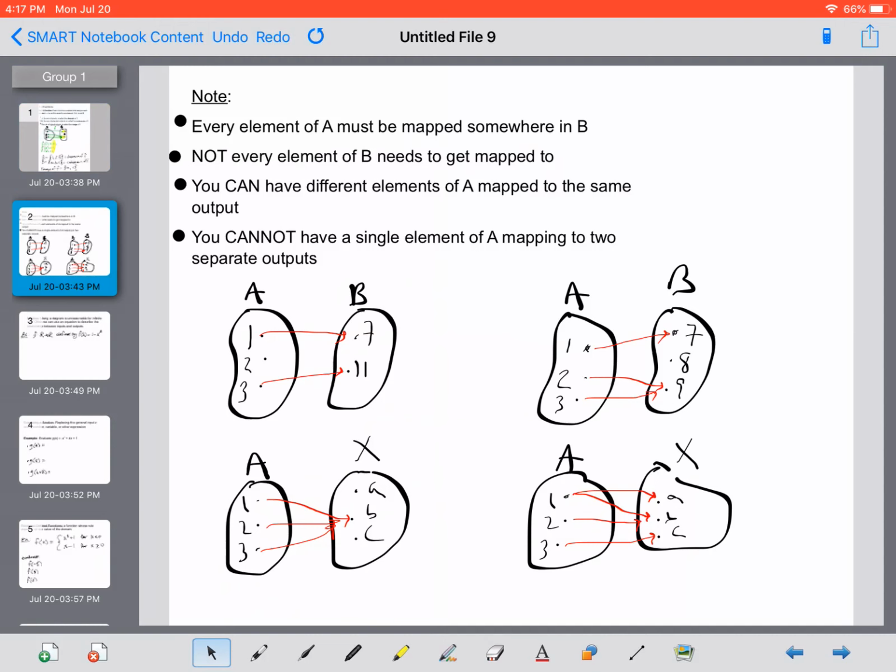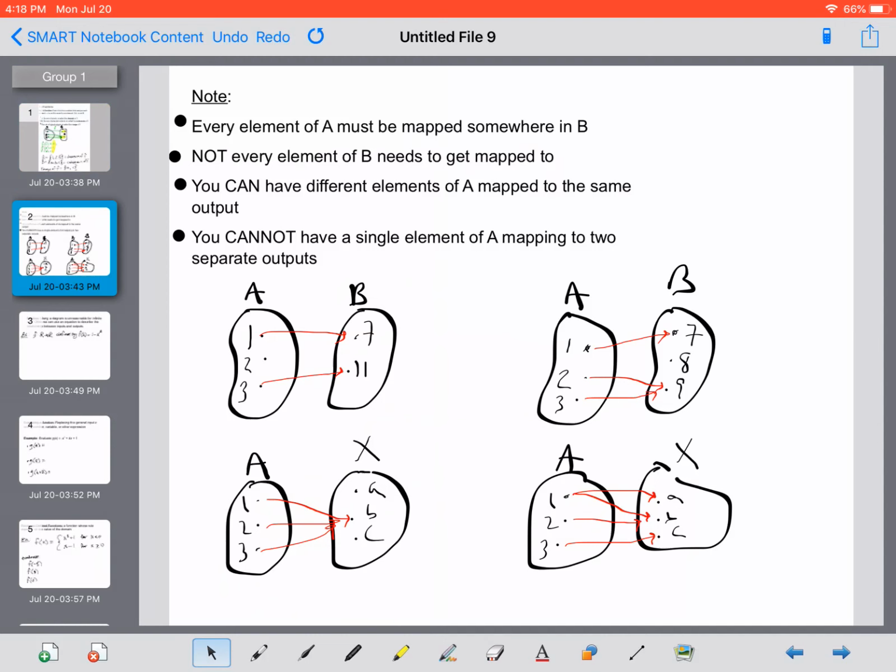That's not allowed because, again, your function won't be well defined. Remember, this function is a map. It's telling every element of A exactly where to go in B. So if it's telling an element of A to go to two separate places in B, it's not a very good map, right? You need to be telling each element of A exactly what single output it has to go to in B.